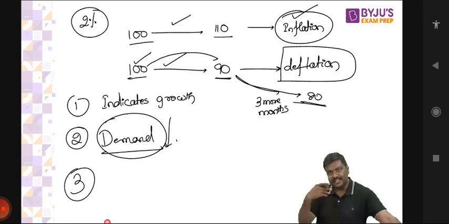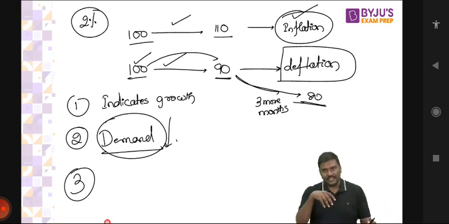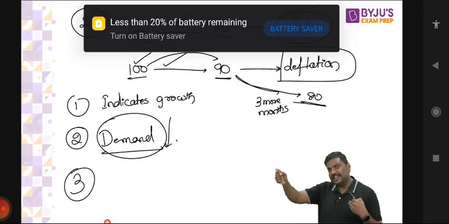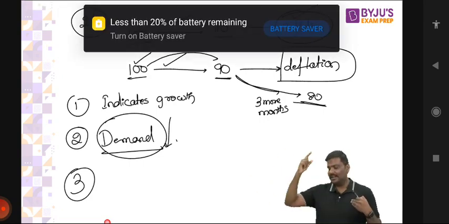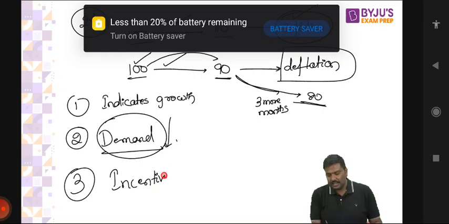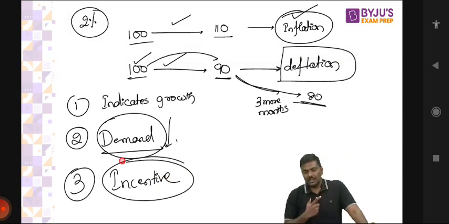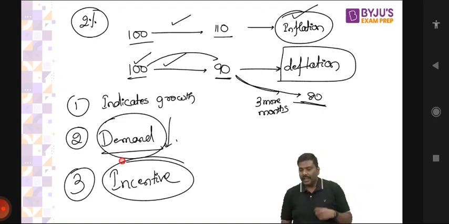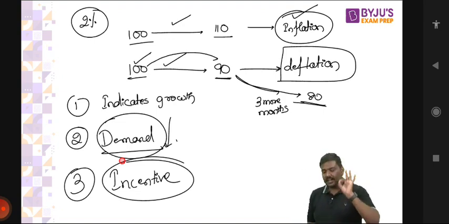That's the reason companies, if inflation is increasing, feel there is growth and demand is higher. There is an incentive for the producers to produce more. So now looking at 1, 2, and 3, can we say that having a healthy rate of inflation is necessary? What is the healthy rate of inflation for India? 4%. Having a healthy rate of inflation is necessary.